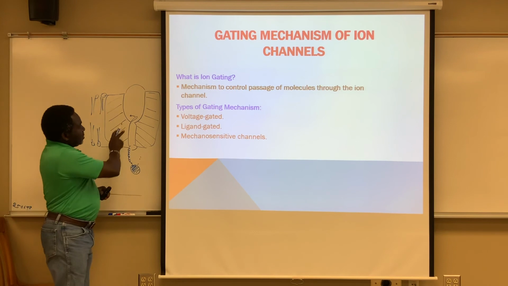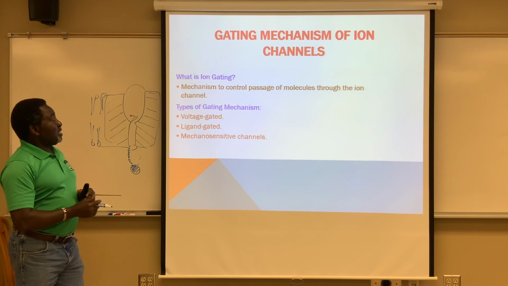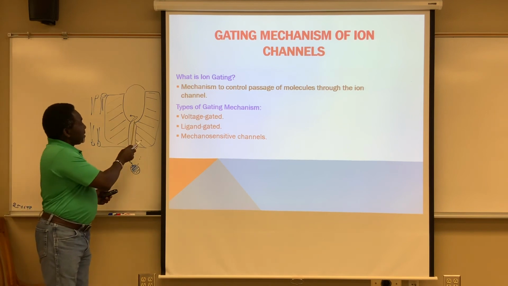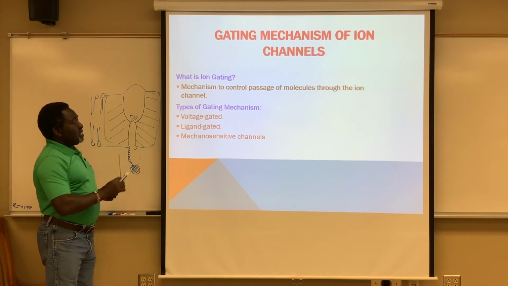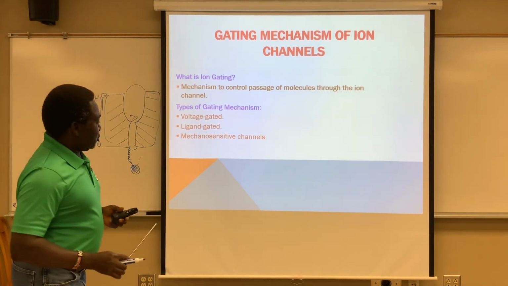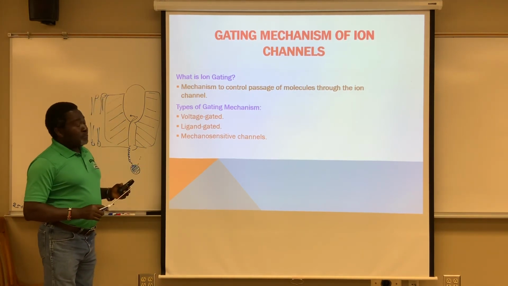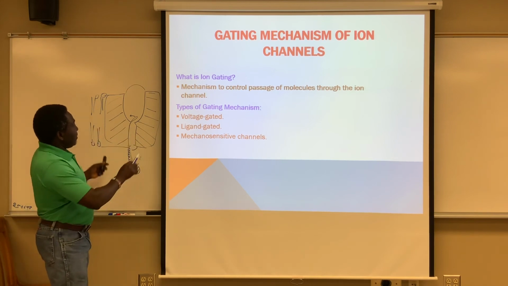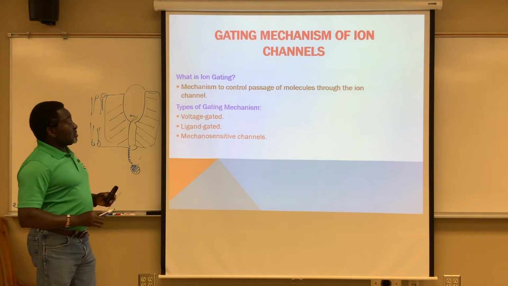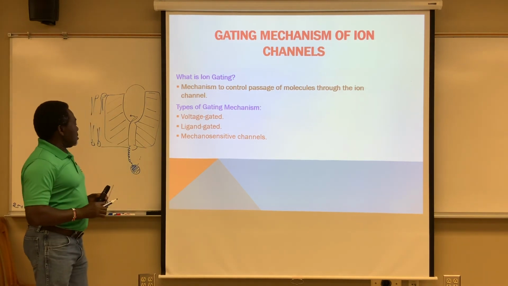Now, going back to the gates, we name the channel gates according to the signal that operates them. If the channel gate is operated by some kind of electric voltage, then we are going to call the whole channel a voltage-gated ion channel. Some channels are operated by binding of a ligand, in which case we are going to call the whole channel a ligand-gated ion channel. Some channels are operated by mechanical stimulation. So those are going to be called mechanosensitive channels.